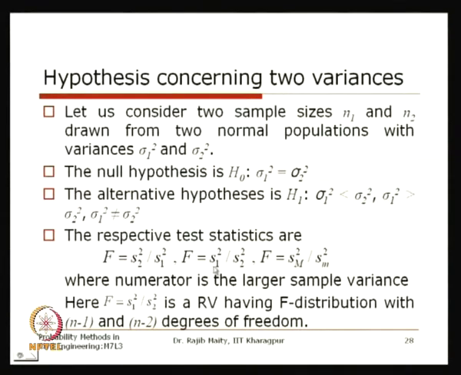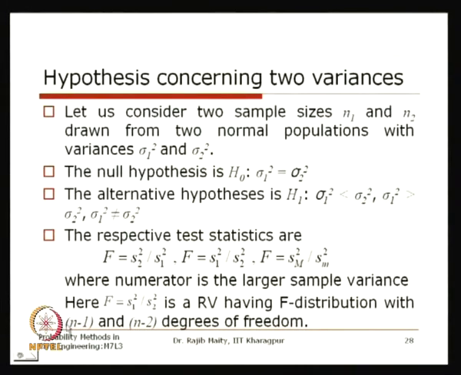On the other hand, we should use the variance of the first sample divided by the variance of the second sample, if the first is greater than the second. And if we are testing the two-sided one, then we have to find out which one is greater. That greater value should be in the numerator, and this F has an F distribution with n1 minus 1 and n2 minus 1.